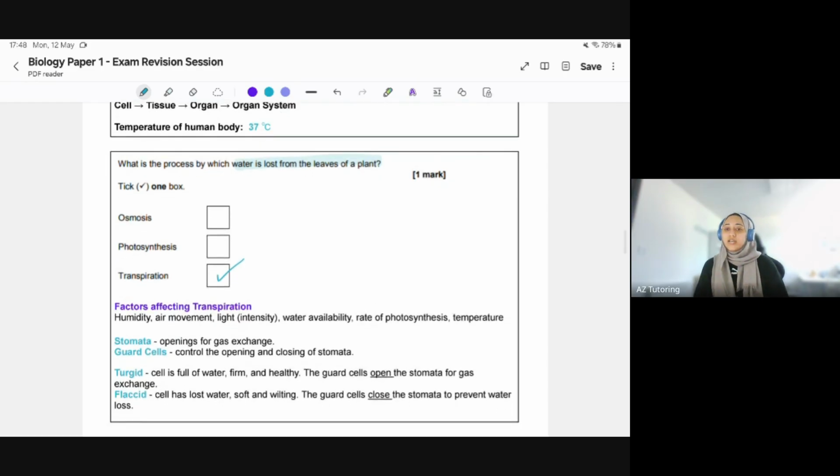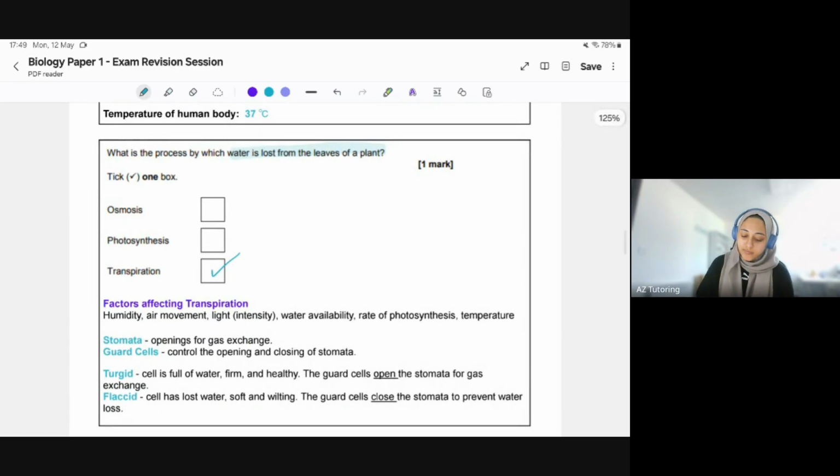And there's so many different factors that can affect this. Transpiration tends to come up quite often. So I would recommend really going over transpiration. These are the factors that affect transpiration.